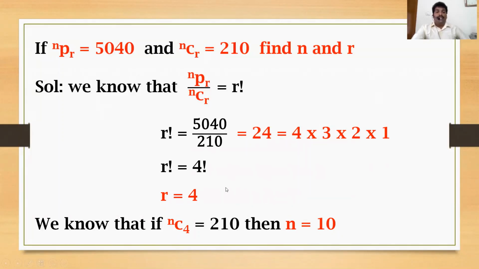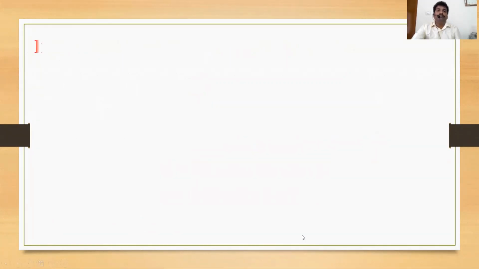In the examination, you have to do both. We should not write like this: nC4 is equal to 210 and n is equal to 10. Again, you have to calculate and find the n value, and finally you have to write n is equal to 10 in the examination.